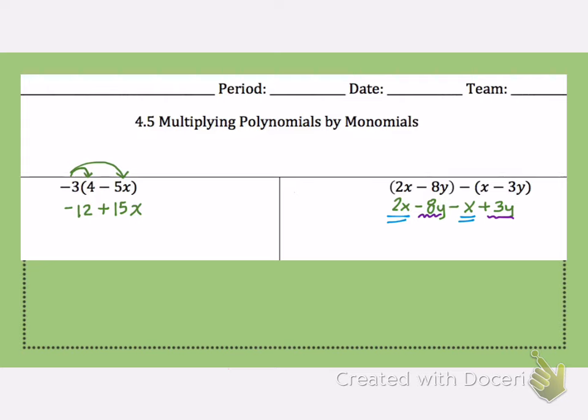So 2x minus x is going to give me 1x. And then the negative 8y plus 3y gives me minus 5y, or plus negative 5y. Now, if you still have questions about those two warm-ups, please make sure you take them to your algebra teacher.